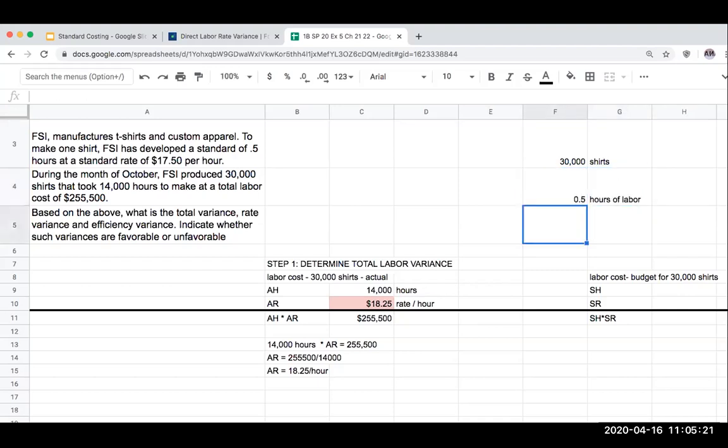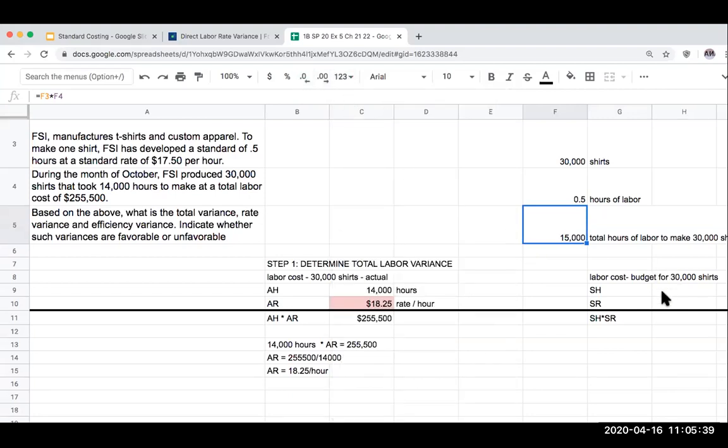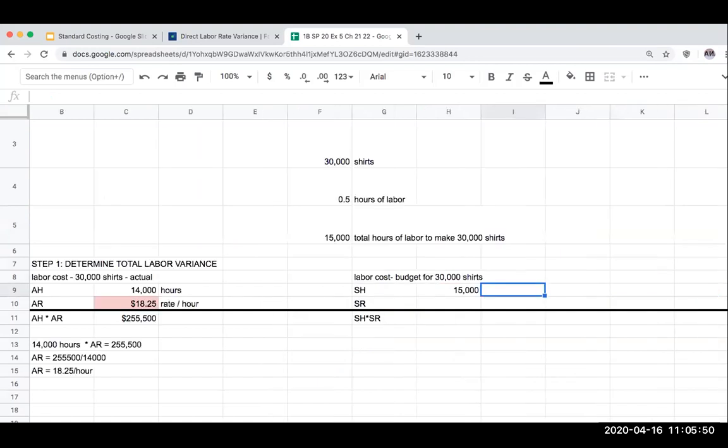So if I'm making 30,000 shirts, it's going to take me 0.5 hours of labor each, so the total hours of labor to make 30,000 shirts is going to be 15,000 hours. This is how much it should have taken me to do this. So my standard hours of labor, I should have used 15,000 hours to make the shirts. And these here are my actual hours.